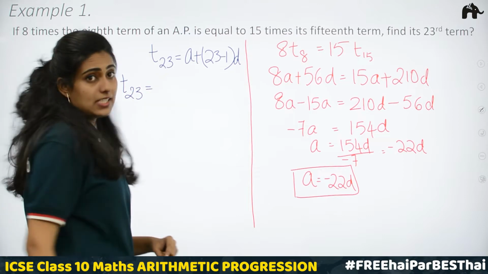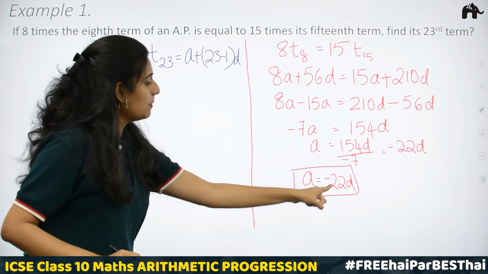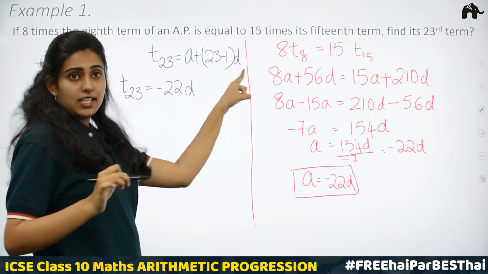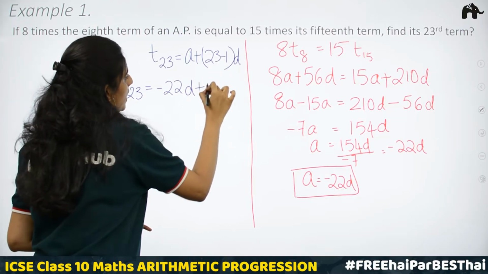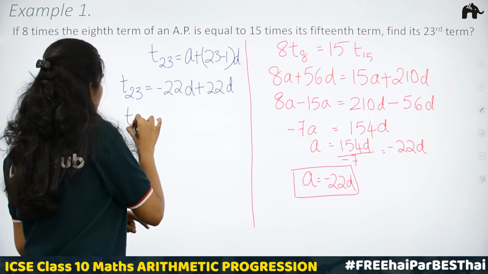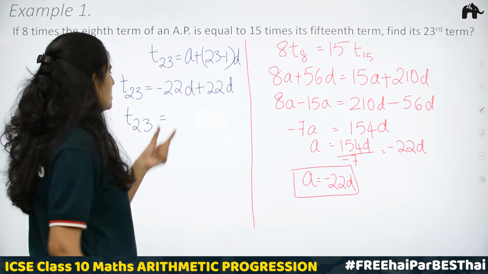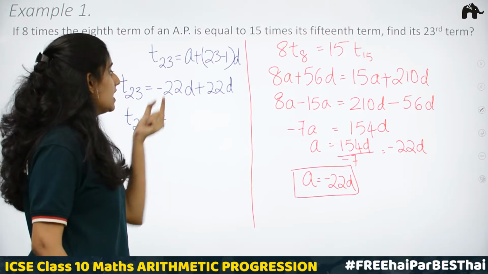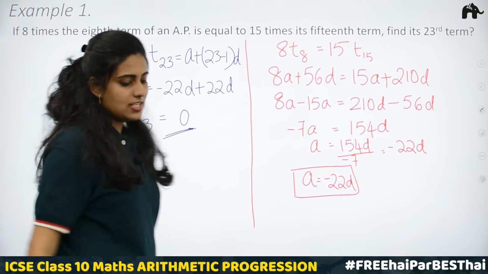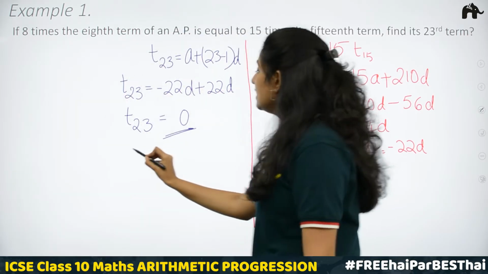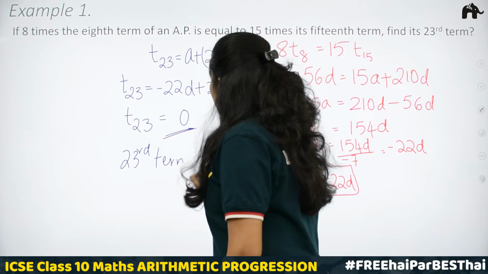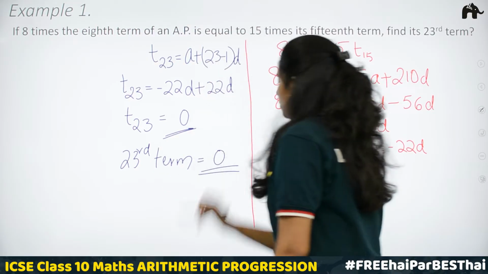T23 is equal to a, which is minus 22d, plus 23 minus 1, which is 22, into d. Then what is the 23rd term? The 23rd term is equal to minus 22d plus 22d, which is equal to 0. Therefore, the final answer: the 23rd term of this AP is equal to 0.